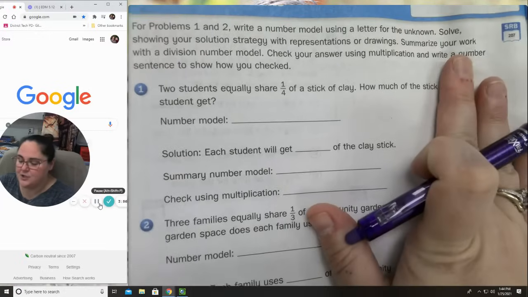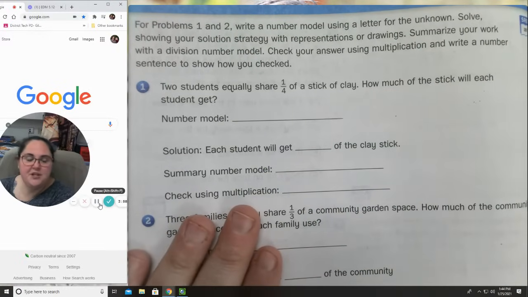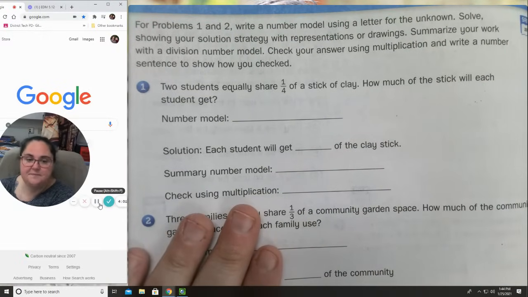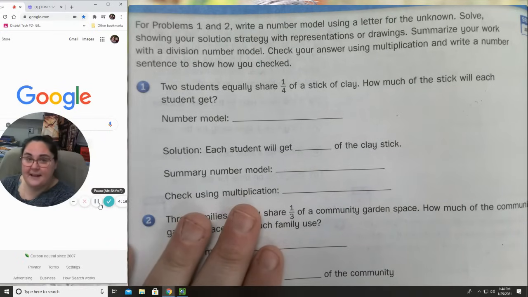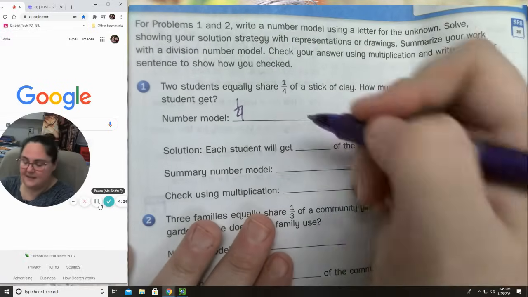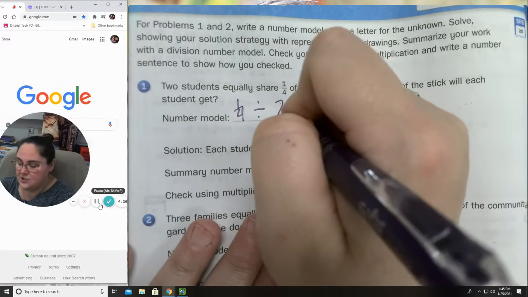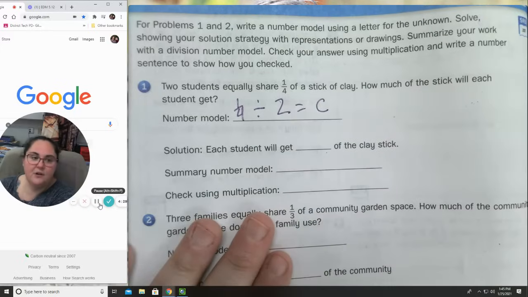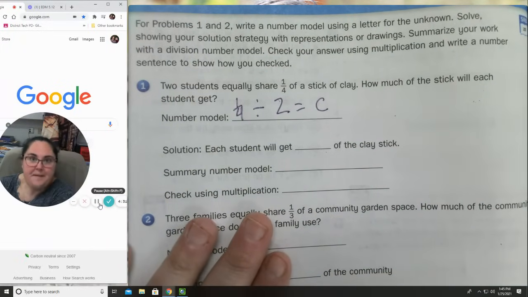All right, so 2 students want to equally share 1/4 of a stick of clay. How much of the stick will each student get? I know it's division because it's division number problems at the top. So I know I'm going to divide. What am I dividing? Am I chopping up the kids or am I chopping up the clay? Well, the clay. So 1/4 of the stick of clay divided by 2 equals C for clay. That's how we're going to do it.